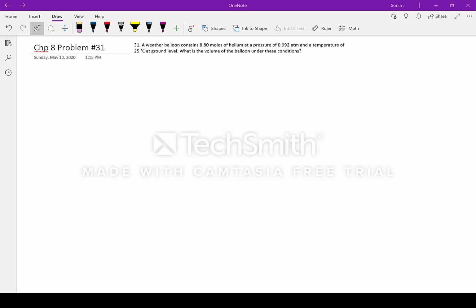It says, a weather balloon contains 8.80 moles of helium at a pressure of 0.992 atm and a temperature of 25 degrees Celsius at ground level. What is the volume of the balloon under these conditions?